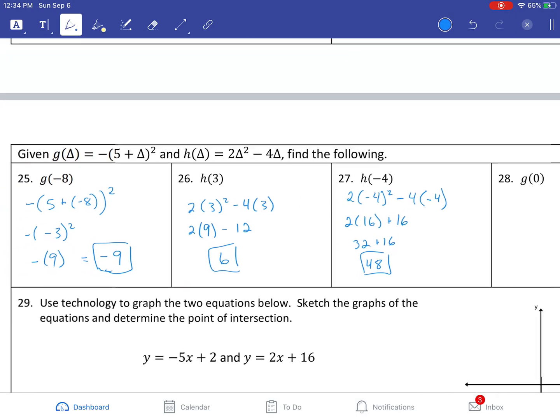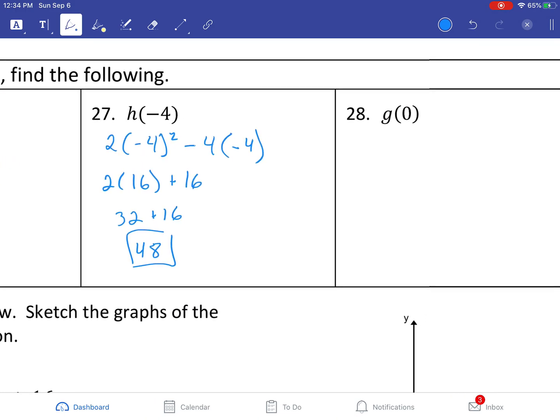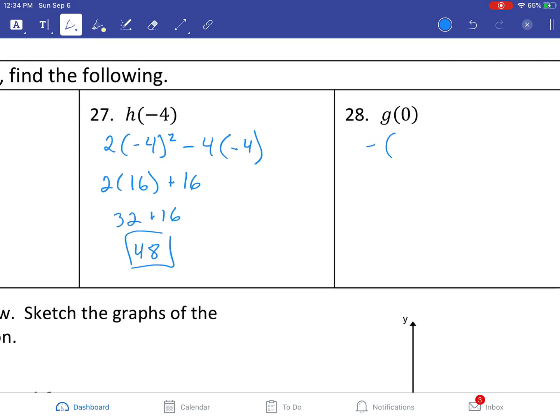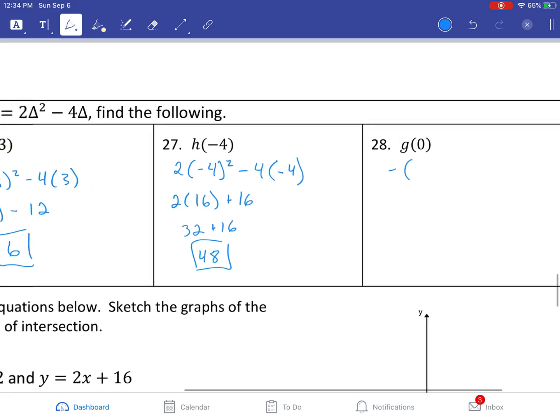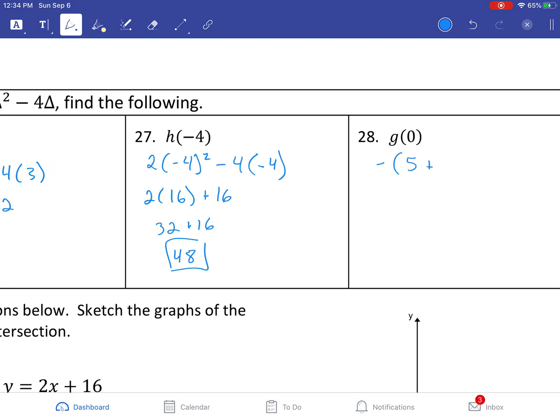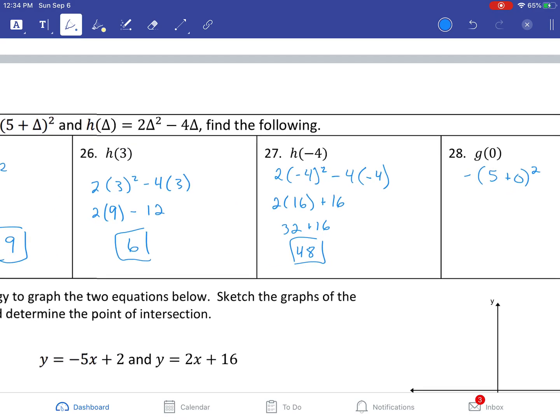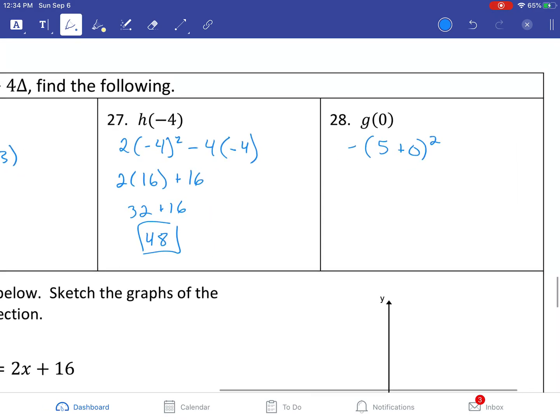Okay. And finally, g of 0. So we have negative 5. If you're putting this into the function, we got negative and then 5 plus 0 squared. Is that right? Yeah, looks good. So 5 plus 0 is 5. 5 squared is 25, and then it's negative 25. Okay, and that's all you got to do for these problems.